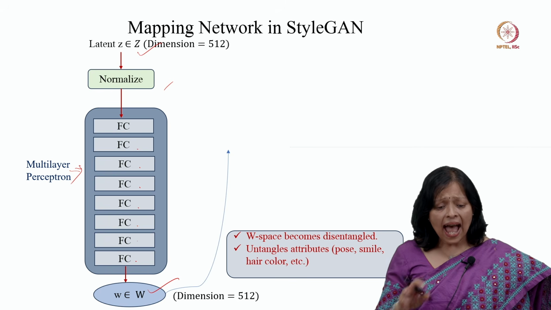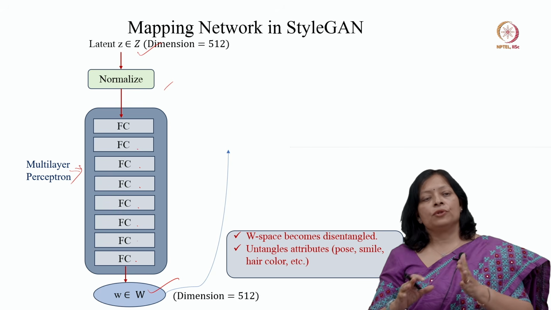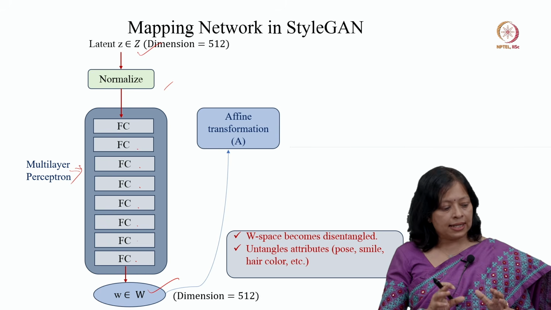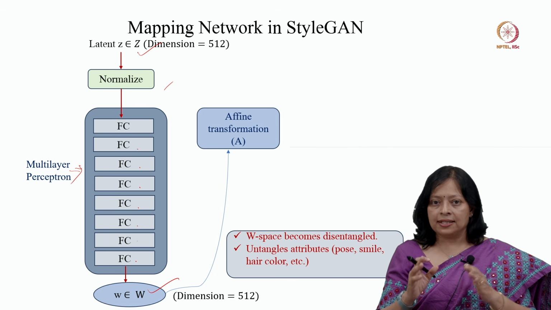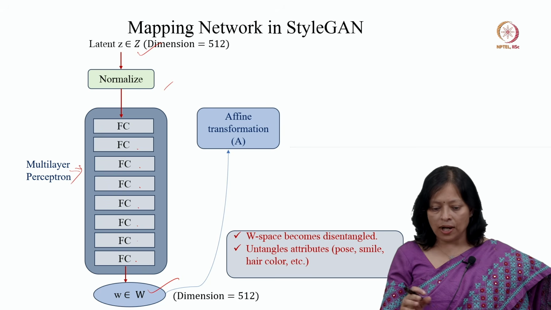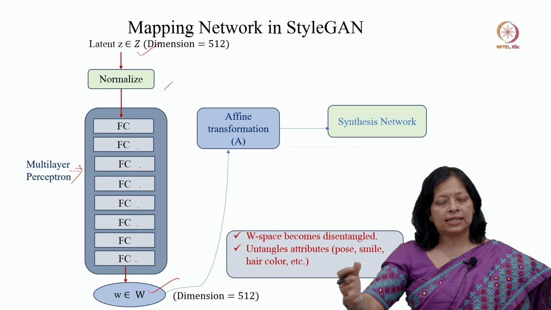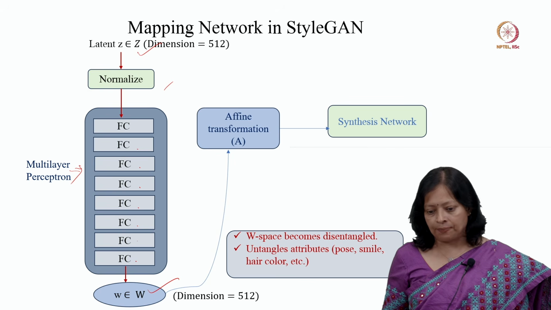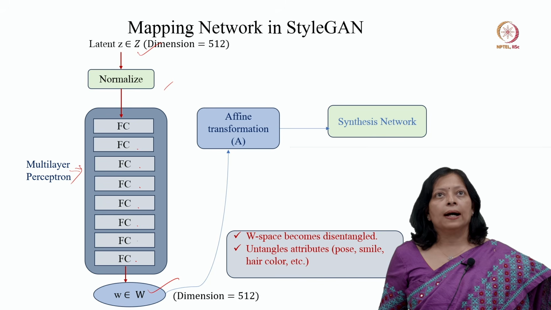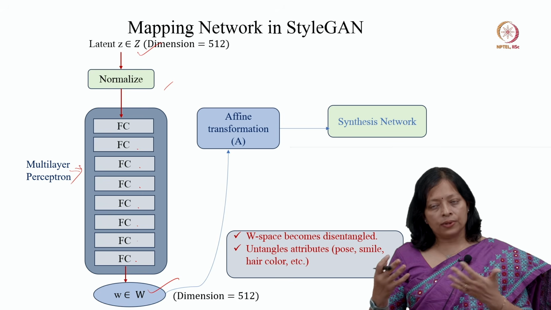Till this one we have discussed. Now, from W we have told that it goes to the generator. Before it goes to the generator, there is something called the affine transformation. It is a mathematical operation that is done on this latent space W. After the affine transformation is done, it goes to the synthesis network where actually the image generation happens. We will look into what this affine transformation is and how the styles are getting incorporated in the generator network.